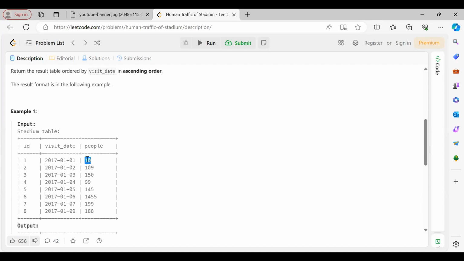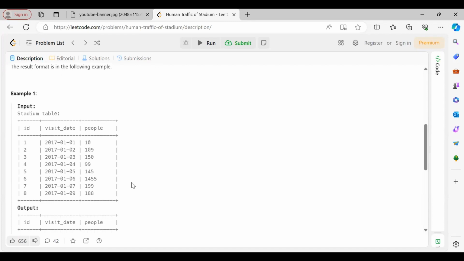It's 10. So automatically it doesn't qualify for our condition because it is less than 100. We come to 2nd January. The number of people visited is 109 here. This certainly qualifies. Now we have to find 3 consecutive such dates. So if I come from 109, then this is 150. Certainly this also qualifies. But if you see 4th, it is just 99. So this does not qualify here.